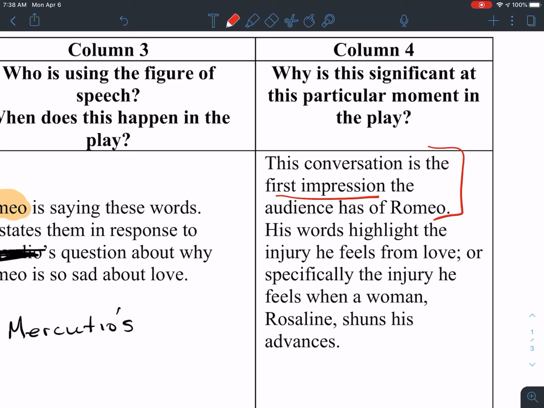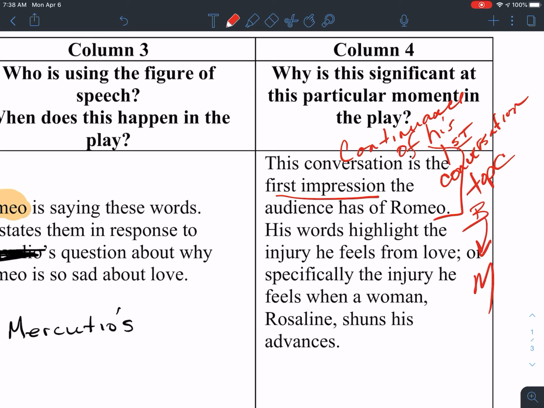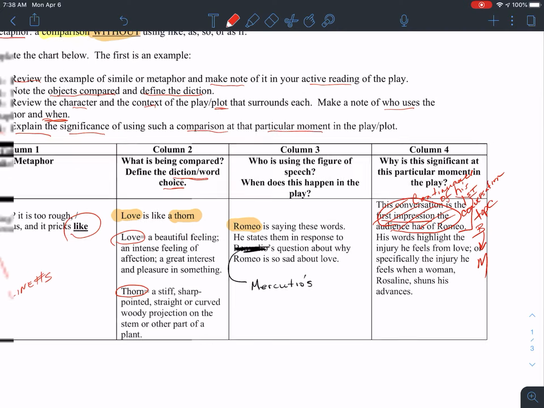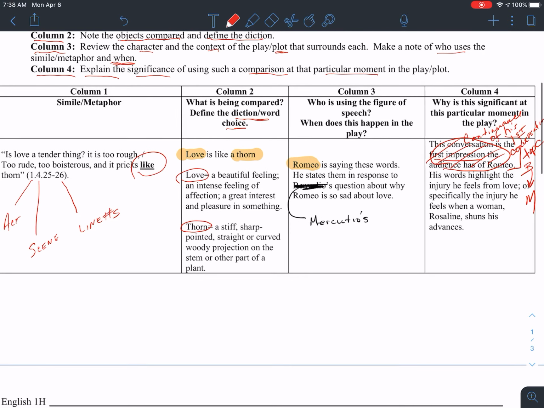It's not the first impression, because that would have been when he and Benvolio first speak. But this is a continuance of his first conversation topic. He not only spoke to Benvolio about it, but now he's bringing it to Mercutio's point of view, or to his attention to see what Mercutio has to say. Okay? So once you've done that, you've completed the assignment for whatever simile or metaphor that you've been assigned.